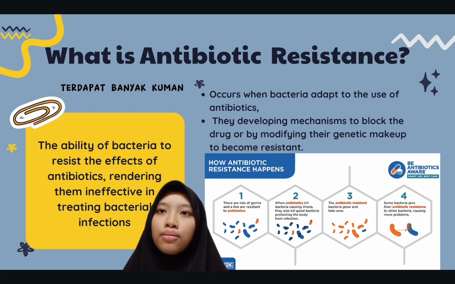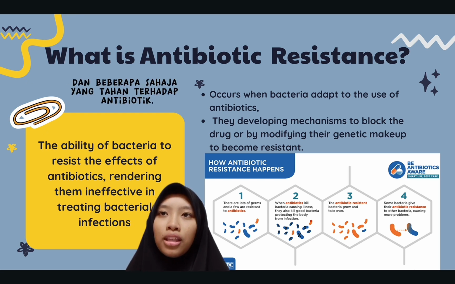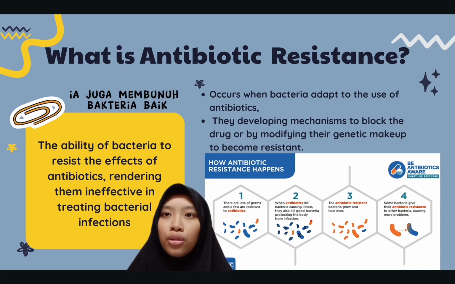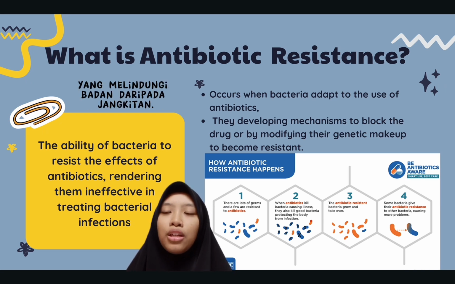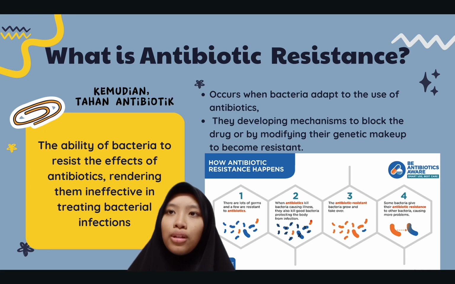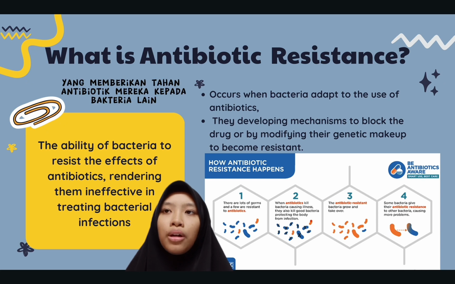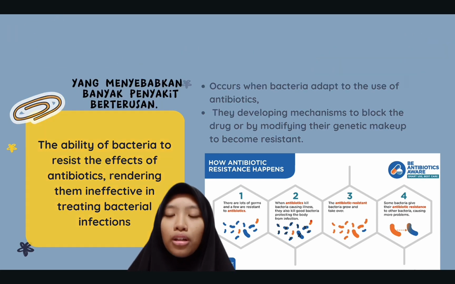There are a lot of germs and a few of them are resistant to antibiotics. When antibiotics kill the bacteria causing illness, they also kill the good bacteria that protect the body from infection. Then the antibiotic resistant bacteria grow and take over. There are also some bacteria that give their antibiotic resistance to other bacteria, causing more illness.